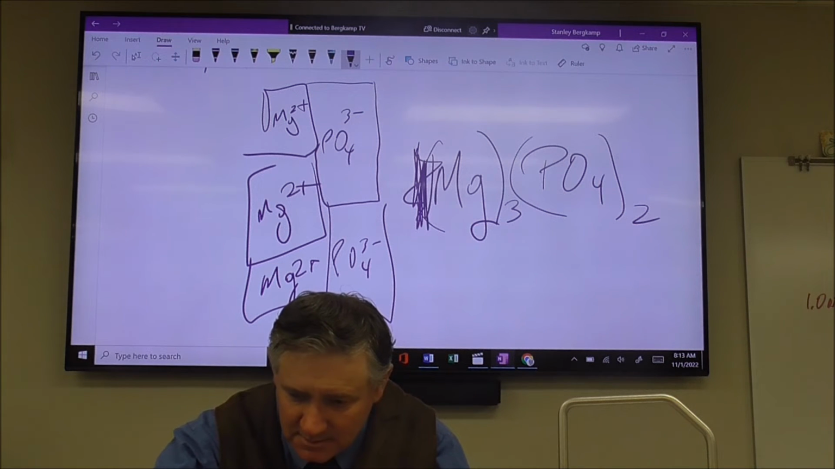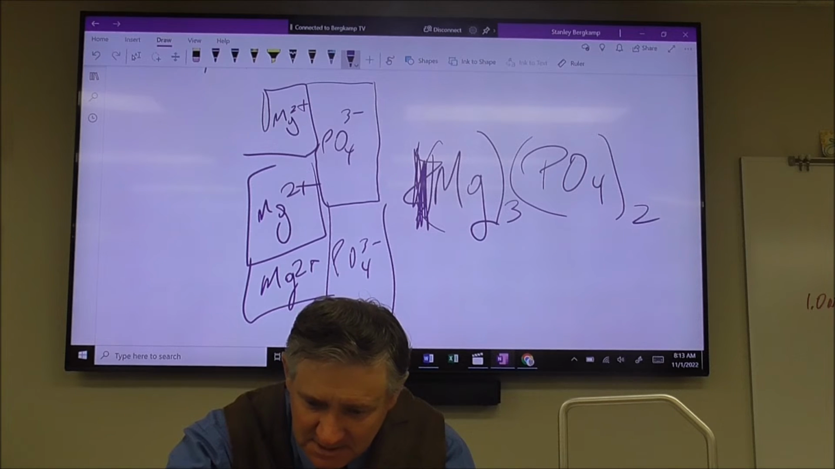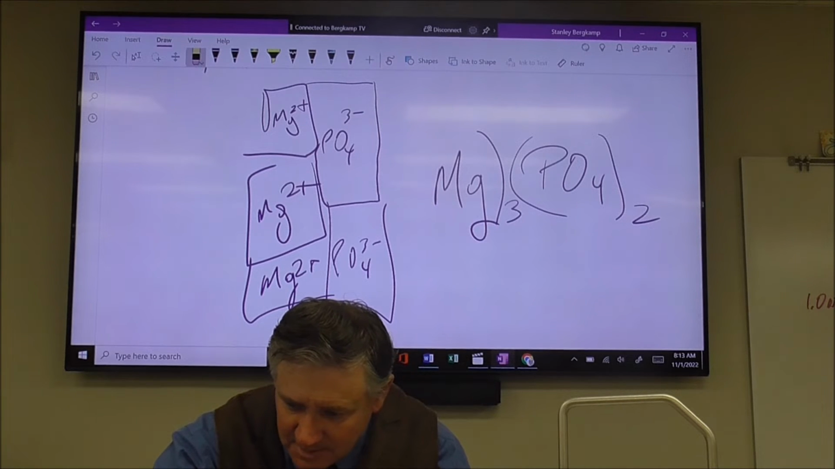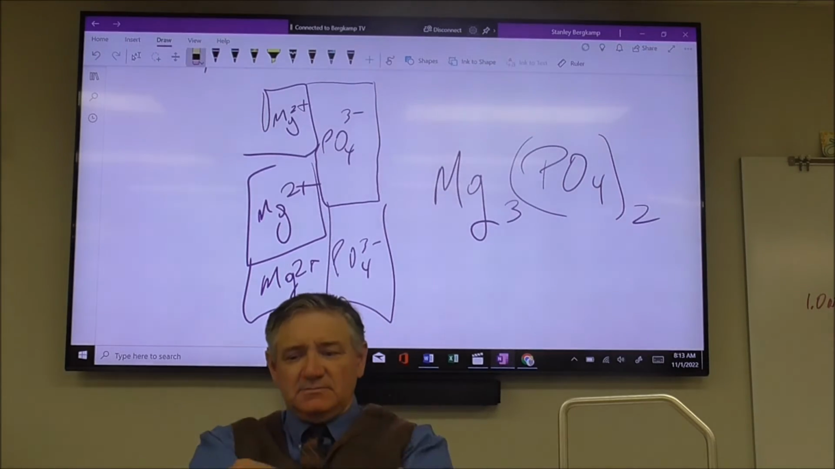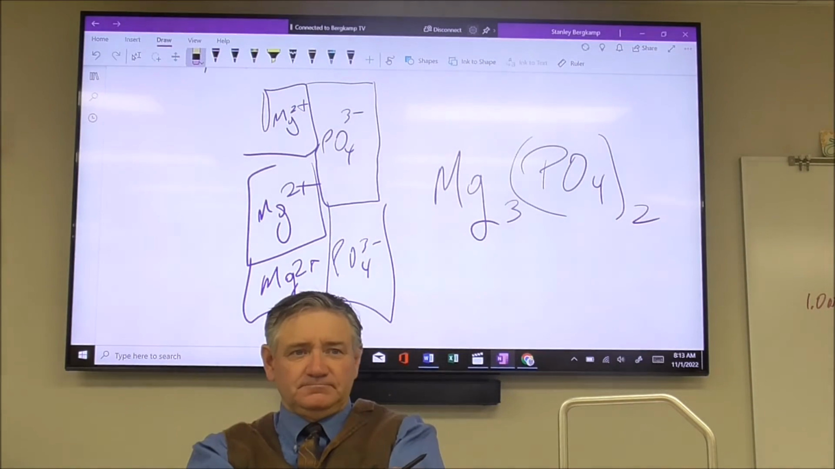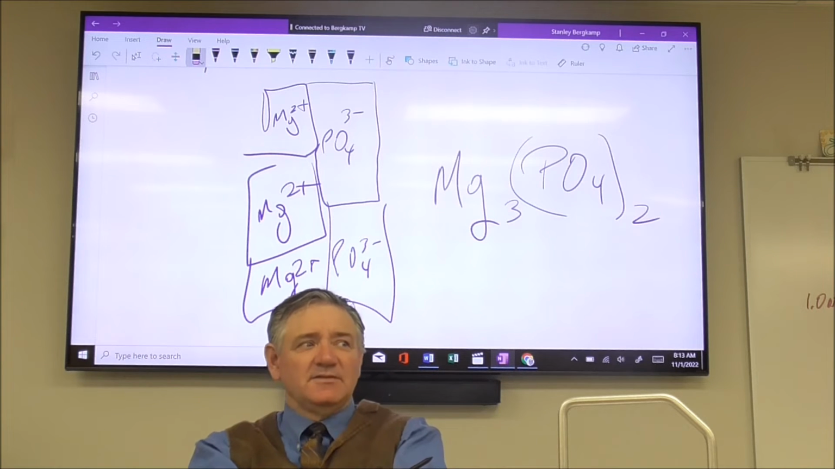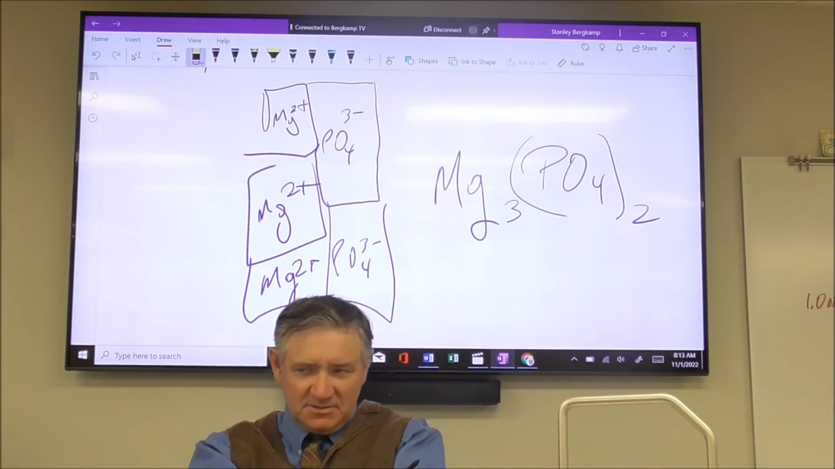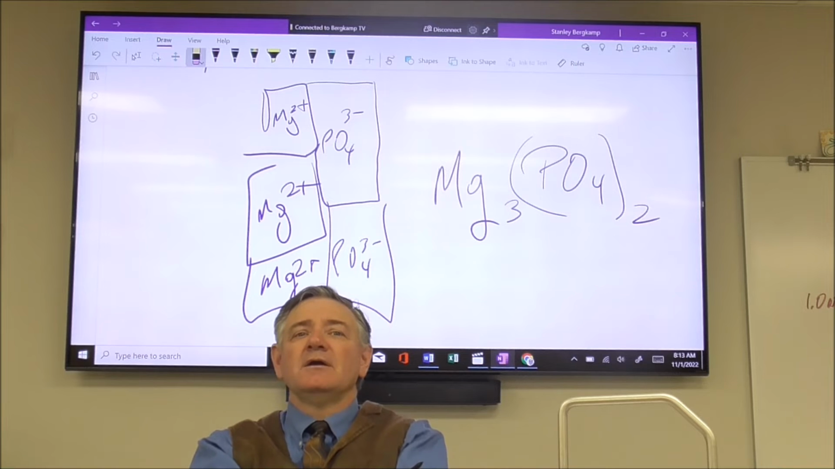erase. Sometimes I hate technology. So all we need is just Mg3(PO4)2. Okay, that's why. So don't put brackets unless it's a polyatomic. That's the only time you're going to put brackets. We're good?